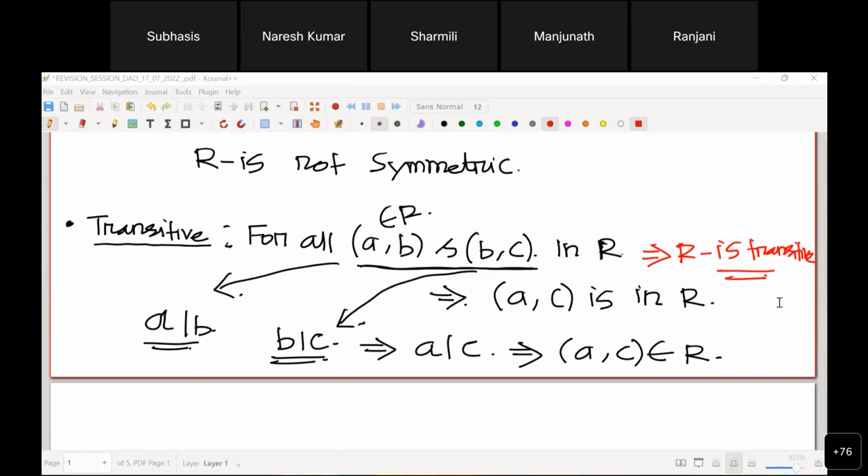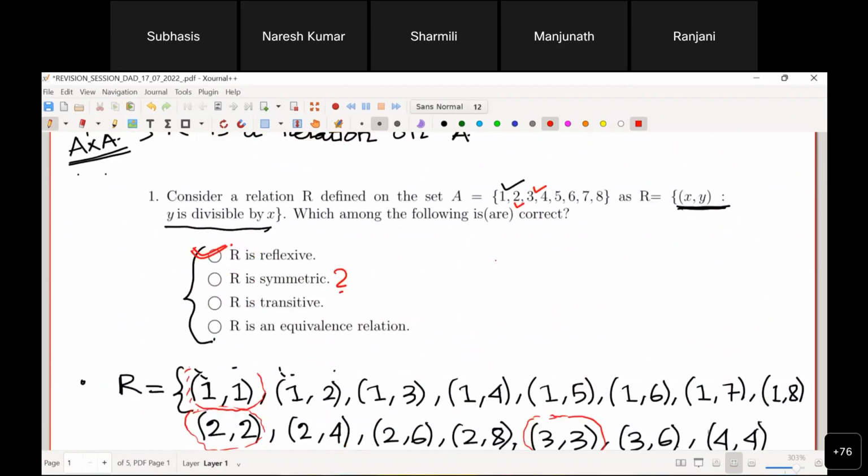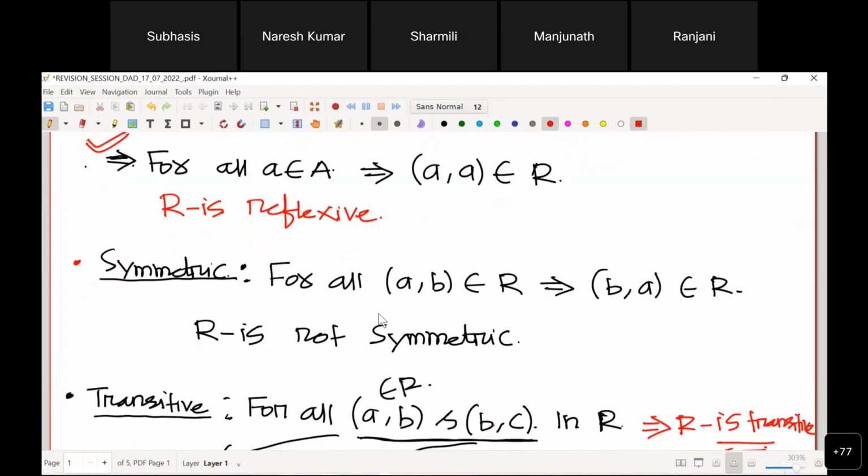So the third option is correct. The second option is certainly incorrect, R is not symmetric. And what about the last option? It's not an equivalence relation, because for an equivalence relation I want the relation to be reflexive, symmetric, as well as transitive. But in this case, as I can see, my relation is not symmetric. So that's why I can say that R is not an equivalence relation.